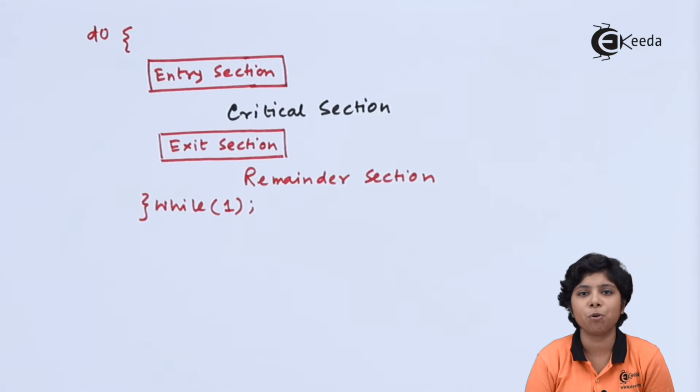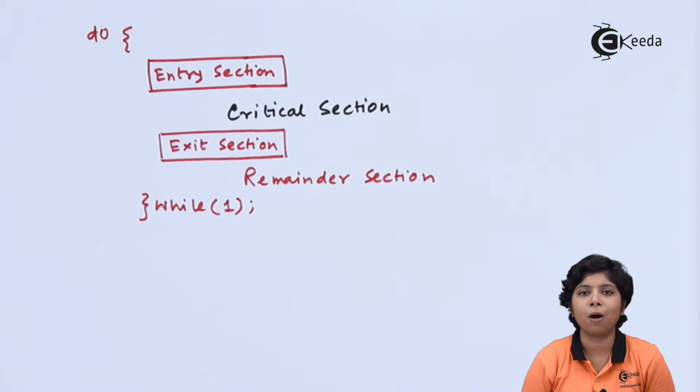The second one is progress. If some process or a single process is executing in its critical section and there are a number of processes waiting to enter their critical section, then only the processes which are not executing in their remainder section are allowed to participate in the decision of which process will enter the critical section next. And this decision cannot be postponed indefinitely.